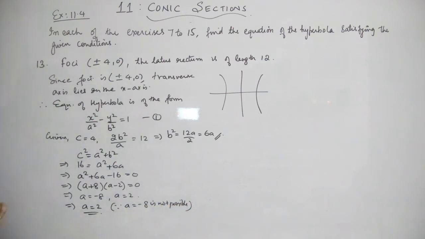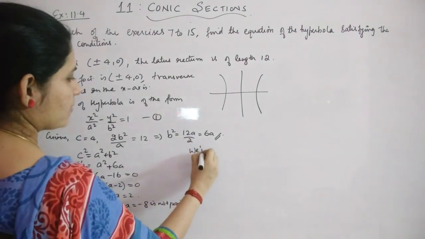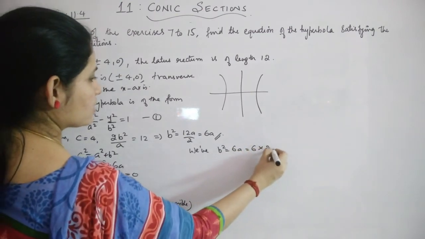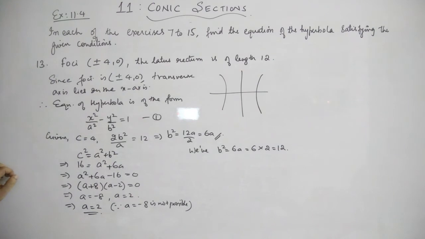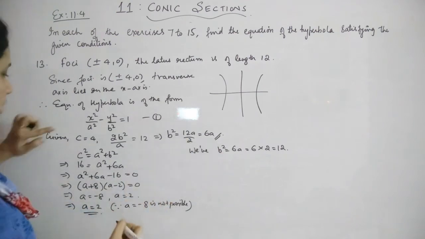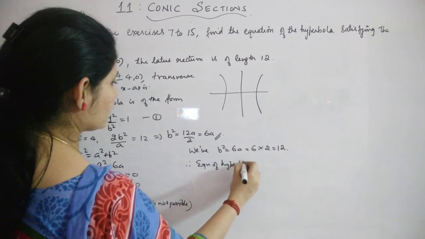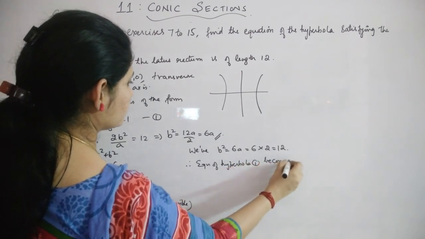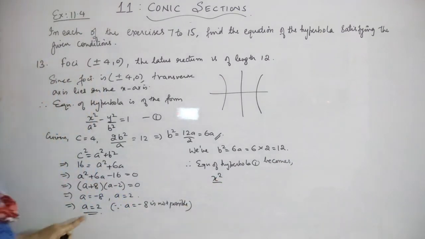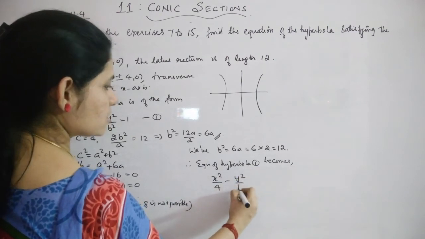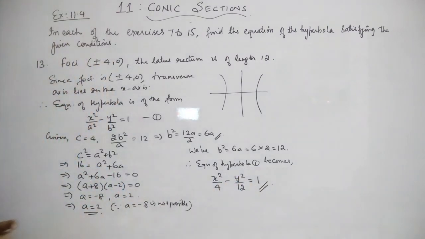Next thing is we have to find out what is B or B square. Now we have B square as 6A. Replacing the value of A, you will get B square as 12. Okay, so now we will replace in the equation because already we have A and B square. Therefore the equation of hyperbola becomes x square by A square, A is 2, so A square is 4, minus y square by B square, which is 12 itself, equal to 1. So x square by 4 minus y square by 12 is equal to 1.